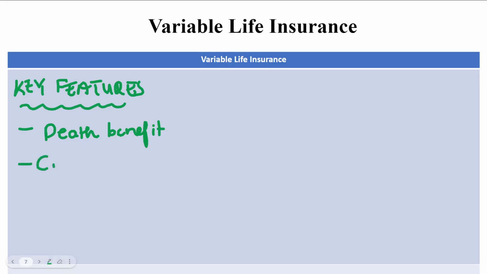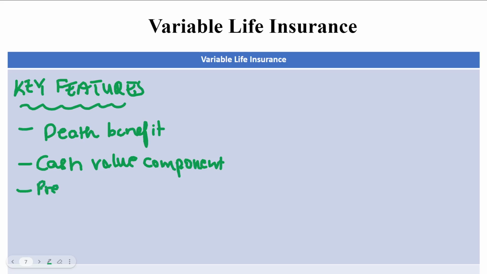Then we have cash value component. Variable life insurance includes a cash value account that grows based on your selected investments. You can allocate your cash value to different investment options such as mutual funds, stocks, bonds, or money market accounts within the insurer's portfolios. The performance of these investments directly affects the growth of your cash value. Unlike fixed cash value policies, for example, whole life, there is no guaranteed growth rate, meaning your cash value could increase significantly or even lose value in down markets.